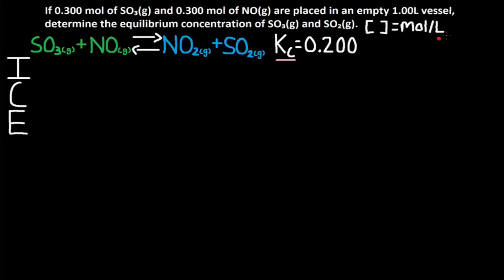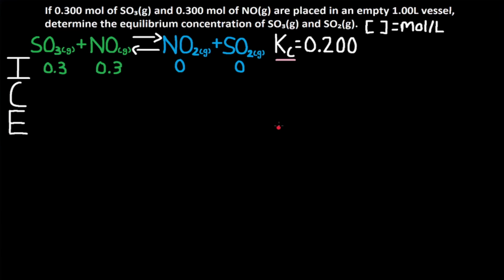Concentration is equal to moles divided by liters. But since we have 1 liter, it won't really do anything. So the initial concentrations of SO3 and NO gas are just 0.3. Determine the equilibrium concentration of SO3 gas and SO2 gas. So it doesn't give us the initial concentrations of NO2 or SO2, so we assume they're both 0. And that's all the information we have to complete the ice table.